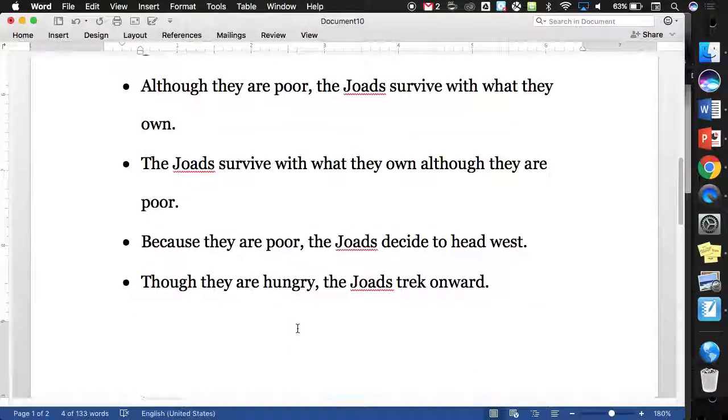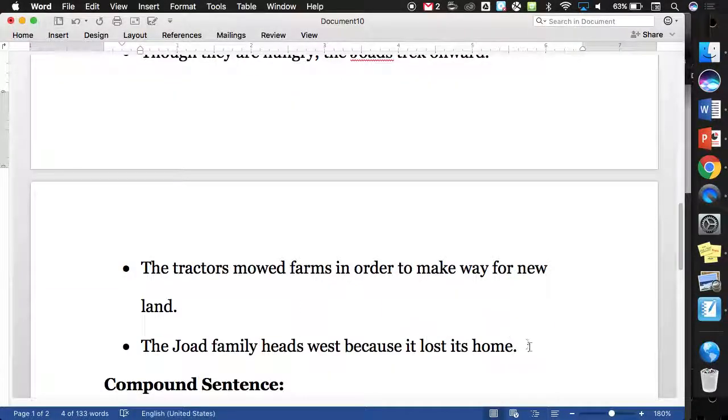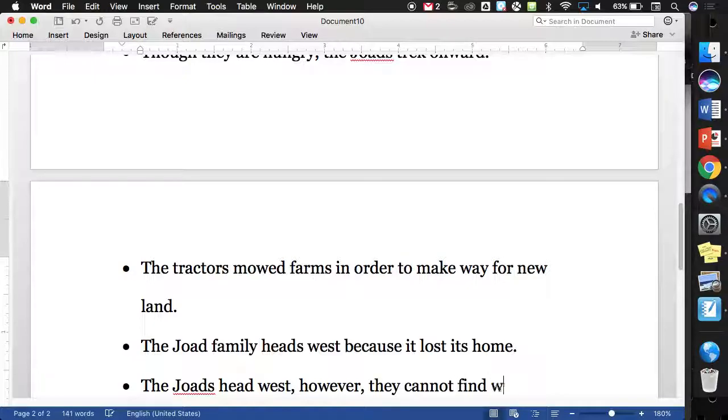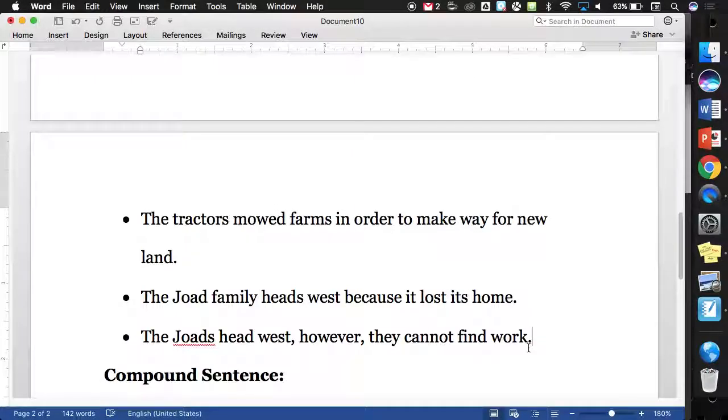The word that will throw some folks off is going to be however. The Jodes head west. However, what would be something I could put after? They cannot find work. Okay? That sentence is not correct. I got a grammatical issue with it. This is a comma splice. I got an independent clause: The Jodes head west. However, they cannot find work.